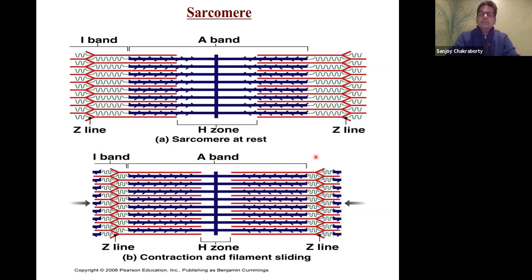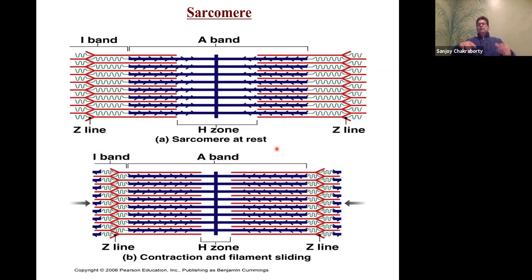Now look at the H zone. H zone was huge here. Now look at the H zone here, it's less, so we can say H zone reduces. The H zone was this much, now it becomes this. So H zone reduces. And look at the zone of overlap. They were here, now they're even longer than that. So this much becomes that much. So we can say zone of overlap increases.